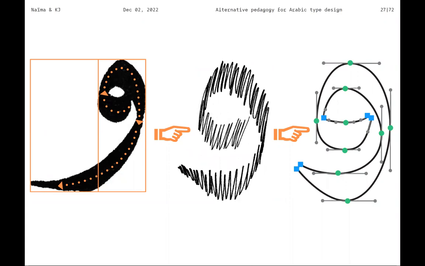And as Naima said in the beginning, a lot of brands, foundries or projects are based on the Latin script. So it starts with Latin letter forms that we need to create Arabic for, which gives you certain distortion of some proportions of letter forms in order for them to fit well. And there are no rules for this. Each type designer does it the way they think works for them.